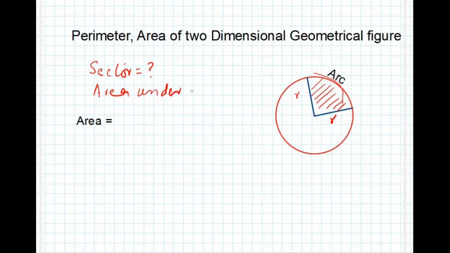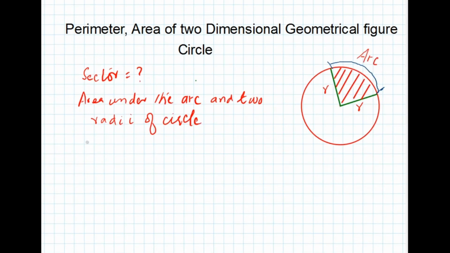It is the portion of area of a circle under the arc and two radii of circle as shown in figure. Area of a sector is equal to theta upon 360 multiplied by pi r square.